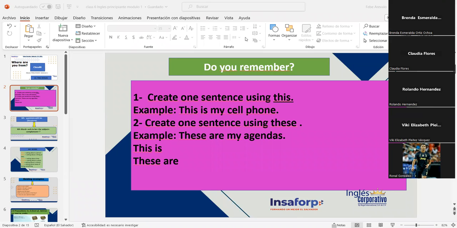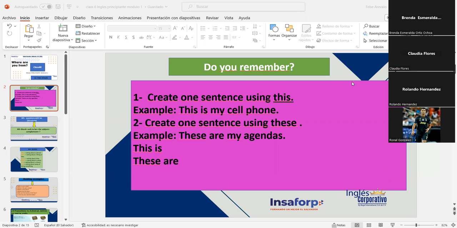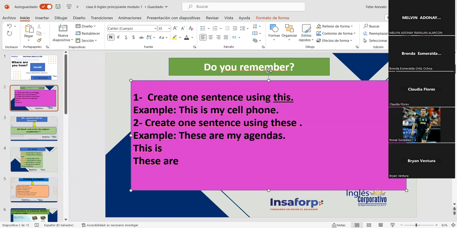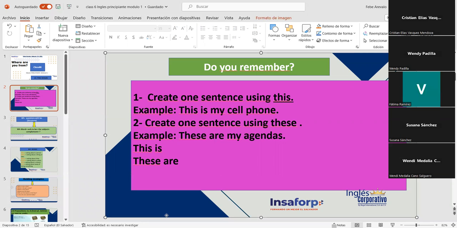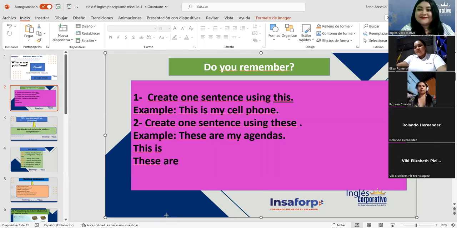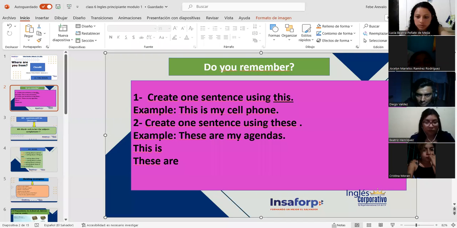These are my flowers. Ah, that's cute, Vicky. Excellent. Right. Rolando, ¿usted ya pasó? Sí, sí. En esta del R. Sí. Le dije, these are my socks. Ah, yeah, it's true. Yours was funny. Okay. Very good.